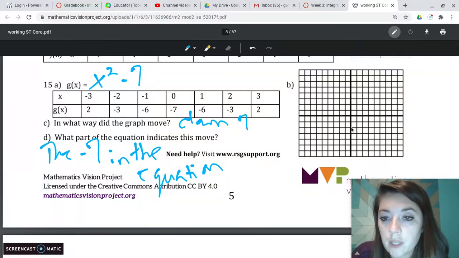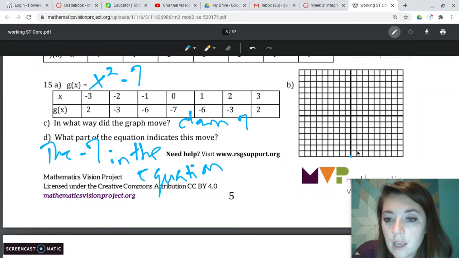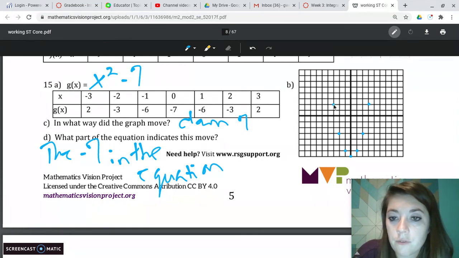So we go down 7. 1, 2, 3, 4, 5, 6, 7. So there is (0, negative 7). We have (1, negative 6), and we have (negative 1, negative 6). We have (2, negative 3), so 1, 2, 3. We also have (negative 2, negative 3). And we have 1, 2, 3, up 2, (3, 2), and 1, 2, 3, (negative 3, 2).